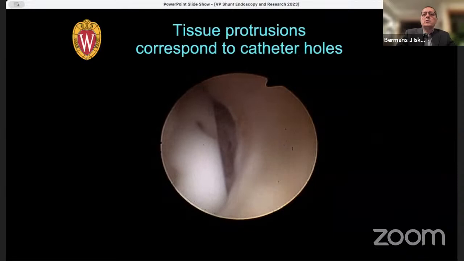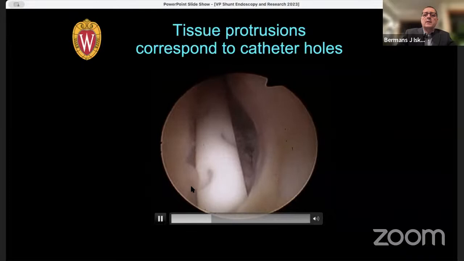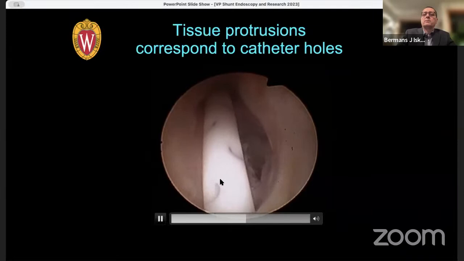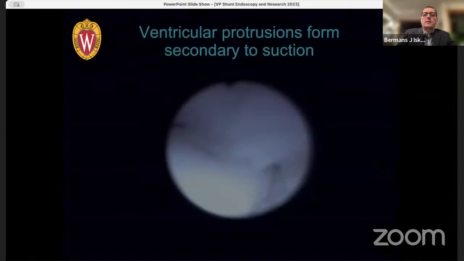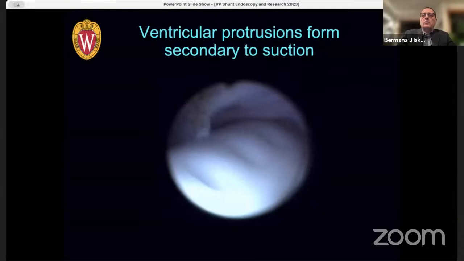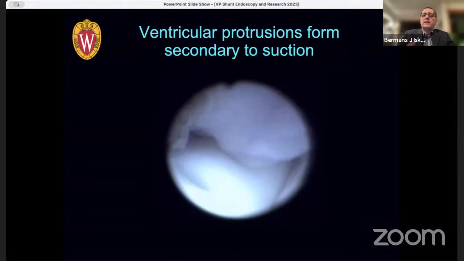And what we found is that these bumps, called ependymal bands, correspond exactly to the orifices or the holes in the catheter. Then we wondered, is this related to inflammation or is this related to suction? What is it that is making these bumps or ependymal bands grow into the holes? And what we found is that it's suction that's causing this.